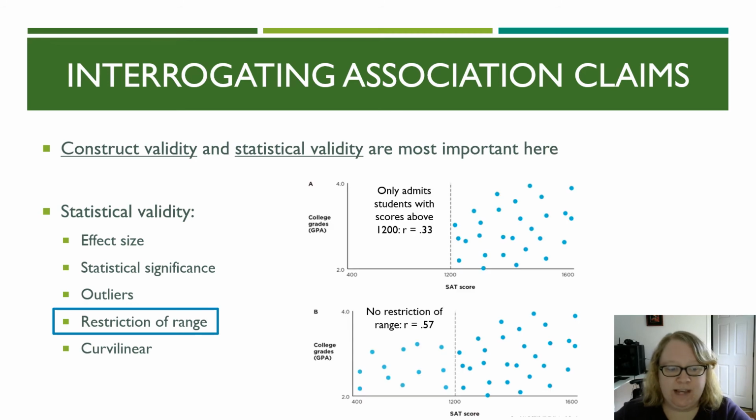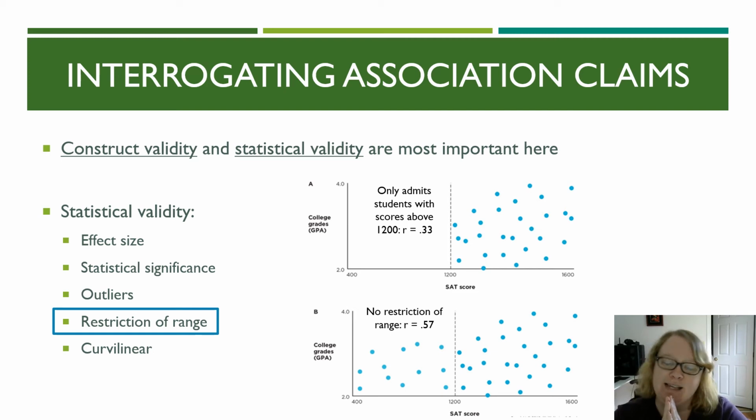All right, now restriction of range. This is a little tricky. The idea here with restriction of range, think about range as referring to whatever you have on your x-axis of your variable. And if you have a restriction of range, that means you're not measuring the whole range of possibilities. You're not measuring that entire variable. You're just measuring one small part of it.